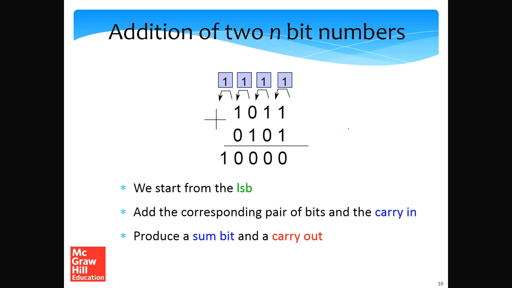Let us consider the addition of two n-bit numbers. So these are two n-bit binary numbers. The way we add them is exactly the same way as we add base 10 numbers. So we start from the right and move towards the left. So we first add the first pair of bits.